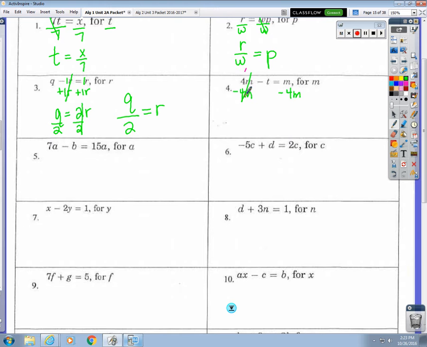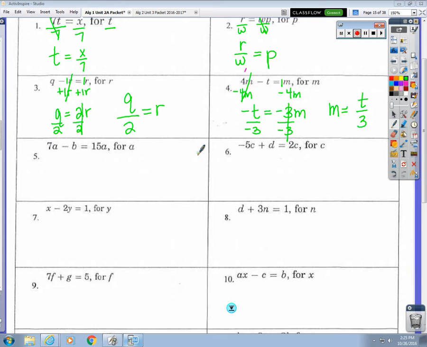They cancel out on that side, leaving a negative T. And on this side, a 1M minus 4M becomes a negative 3M. Now to solve for M, what do I do? Divide by negative 3 on both sides. Those cancel out, leaving M equals negative T over negative 3. A negative over negative is a positive. So the signs just go to positive. Why don't you take a second and try 5 and 6.